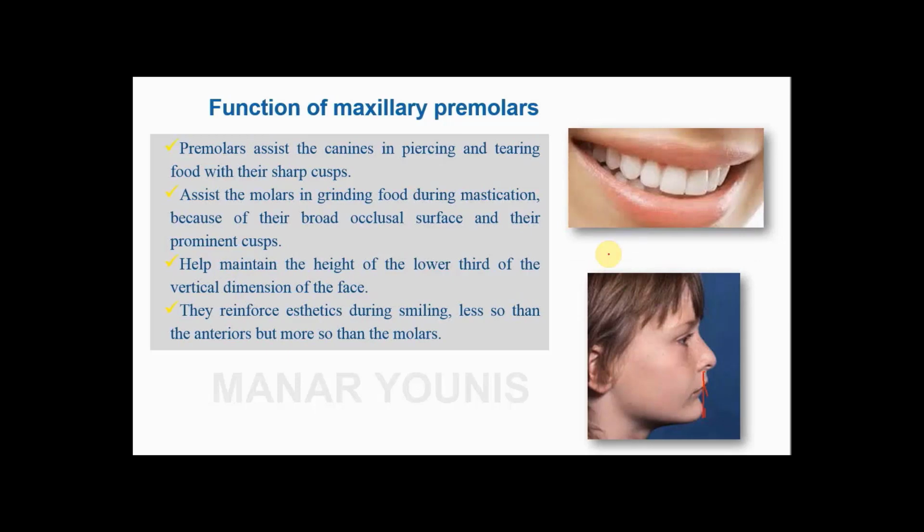The vertical dimension of the lower third is the vertical distance from the base of the upper lip to the lower border of the chin. This is called the vertical dimension of the lower face. So the presence of posterior teeth in general, whether premolar or molar, helps to keep this dimension. If there is loss of a large number of teeth, usually the patient's face will collapse and the patient will have reduced vertical dimension.